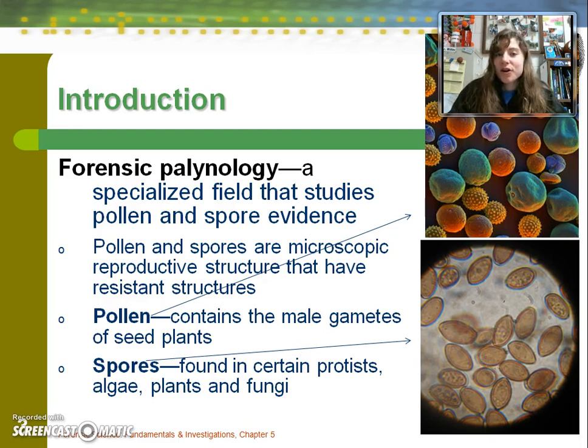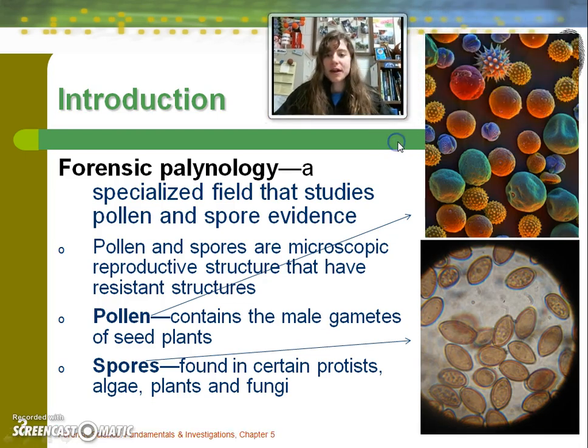So this discipline is called forensic palynology, and this is a very specialized field. There are many different species of both angiosperms, which are flower-producing plants, and gymnosperms, which means naked seed. Otherwise, they produce pine cones that hold their seeds. And for each one of those, there may be a slightly different form of pollen grain that can be identified by species.